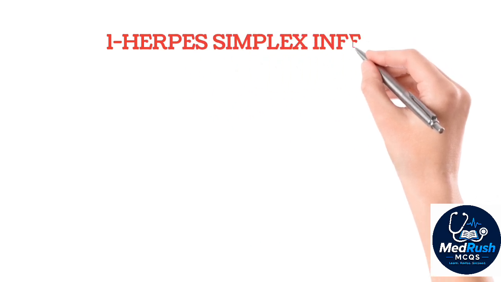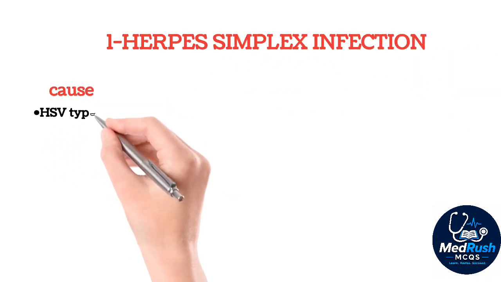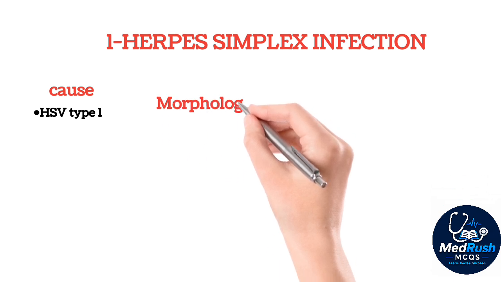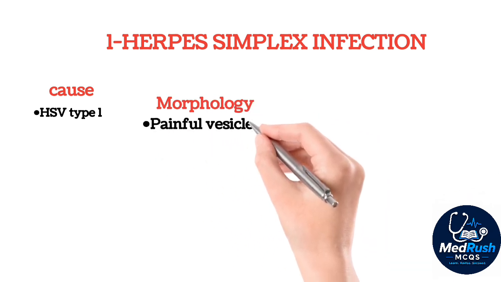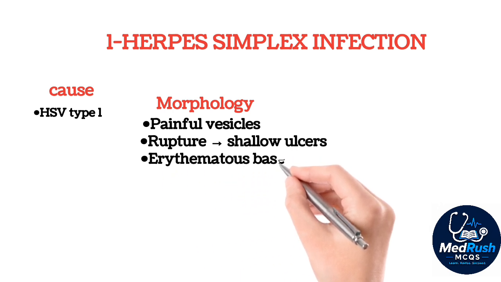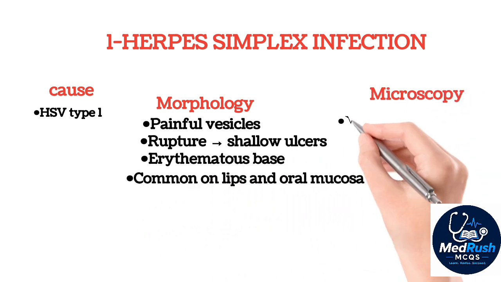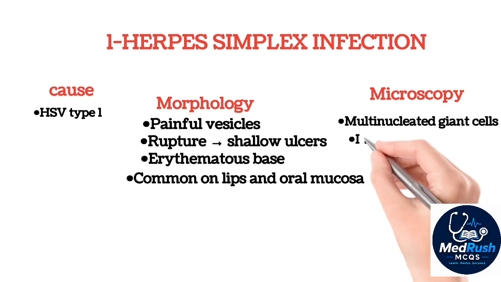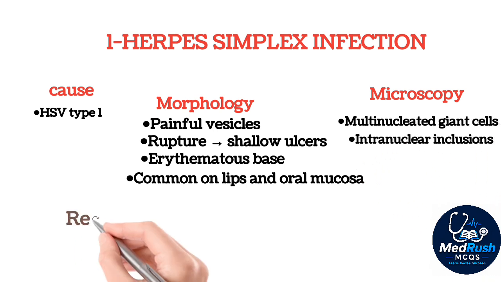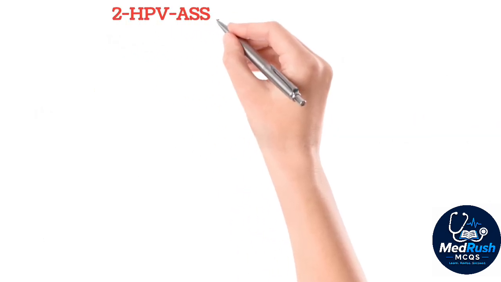Herpes simplex infection is usually caused by HSV type 1. Morphologically, it presents as painful vesicles that rupture to form shallow ulcers with an erythematous base. These lesions commonly occur on the lips and oral mucosa and may recur repeatedly, producing cold sores. Microscopically, multinucleated giant cells and intranuclear inclusions are characteristic findings.